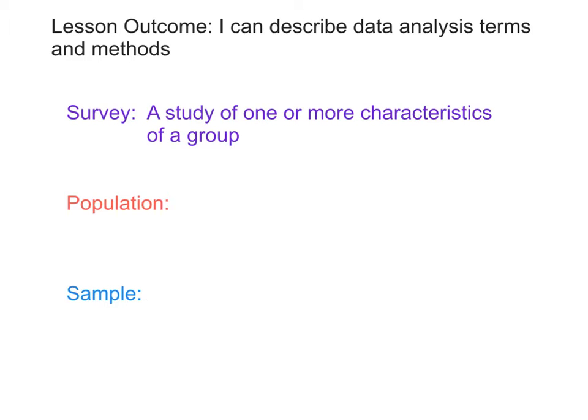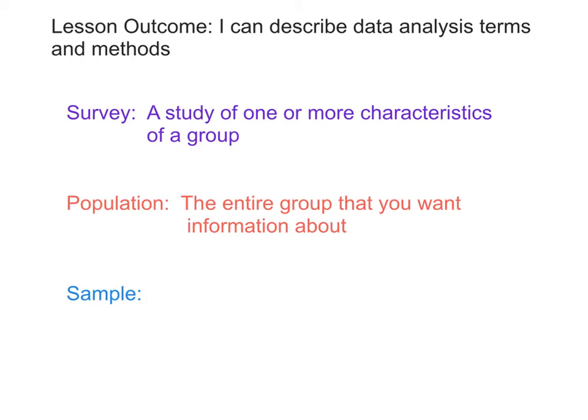Next, the term population. A population, when it comes to data analysis, is the entire group that you want information about. So if I want information about the entire school at Osseo Senior High, that would be my population. And if I was asking a certain group of people, we're jumping ahead here, that would be a sample of the entire population. So a sample is a part of a population. So we're going to look more closely at these terms in some examples and scenarios on the next page.